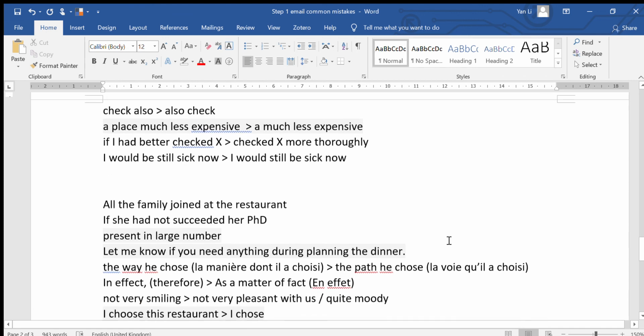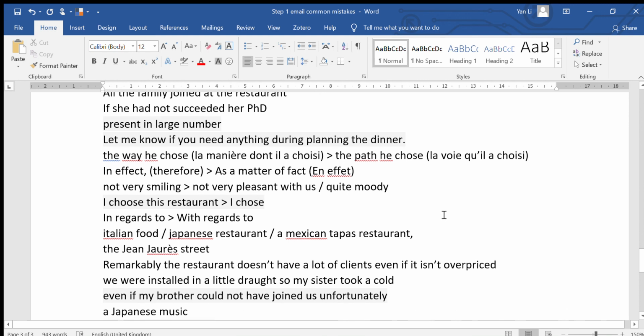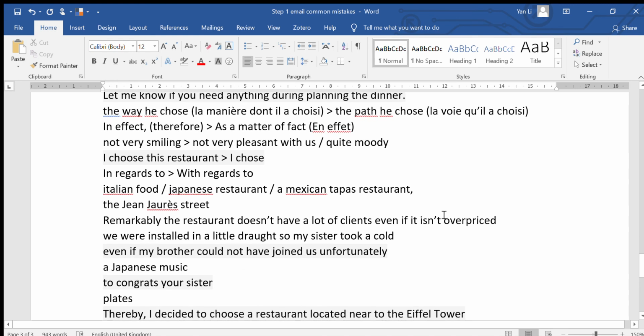And then I've just got a big massive list of things that are just French. Like "the way he chose," but that's actually "la manière dont il a choisi," whereas the person who wrote this meant the path he chose, "la voie qu'il a choisie." "En effet" is translated as "as a matter of fact." Many people wrote that the waiters were not very smiling. Doesn't make sense in English. They were not very pleasant with us. They were quite moody with us. You can use that, but you can't say, oh, the service was not very smiling. Again, "to choose," please go and revise "to choose."